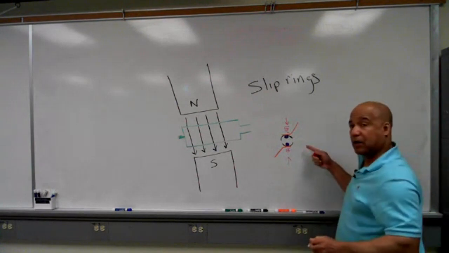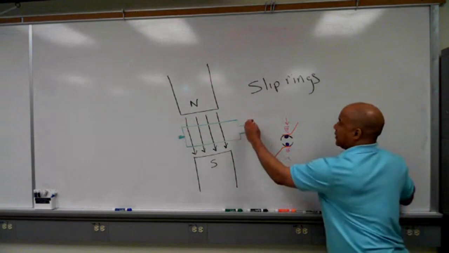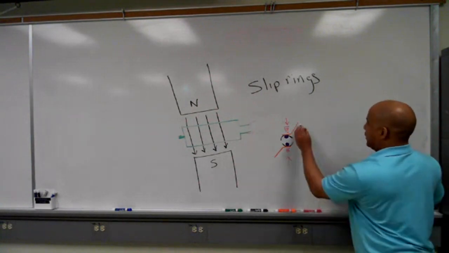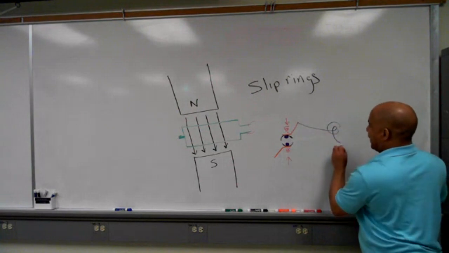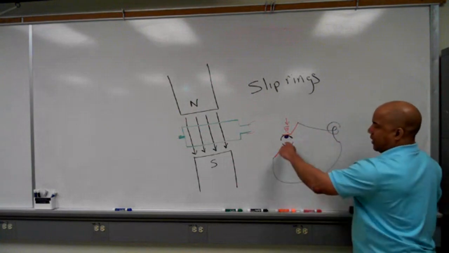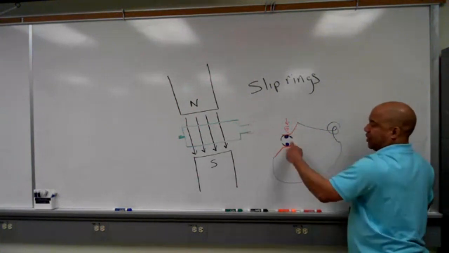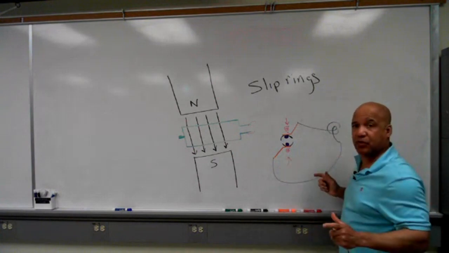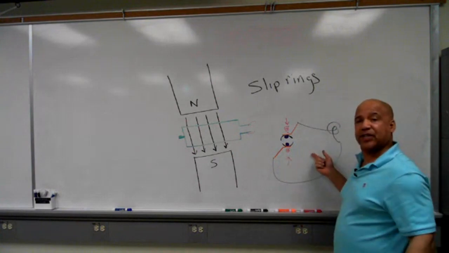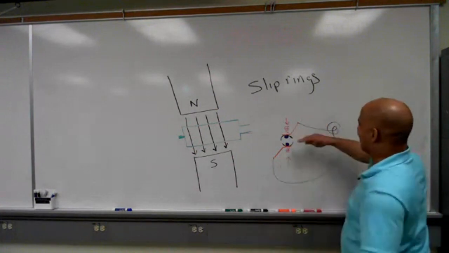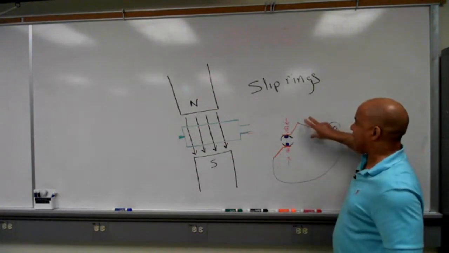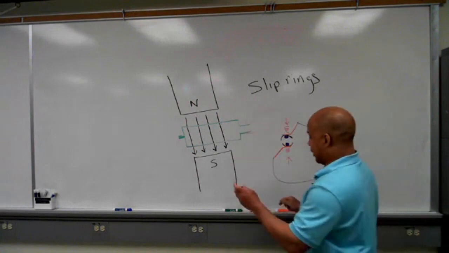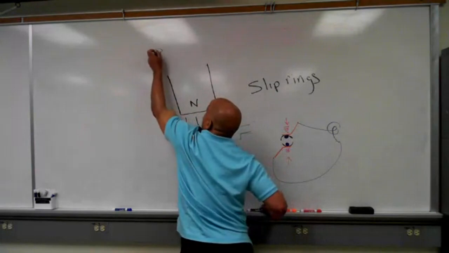If you can follow the diagram, with these slip rings on the end, I can connect my circuit up like this. My light bulb is now connected to these, which are called brushes. Basically this thing can turn 360 degrees and still maintain electrical contact. So that's the basic construction of an AC generator. I'm not concerned about the slip rings, but this is a basic generator.